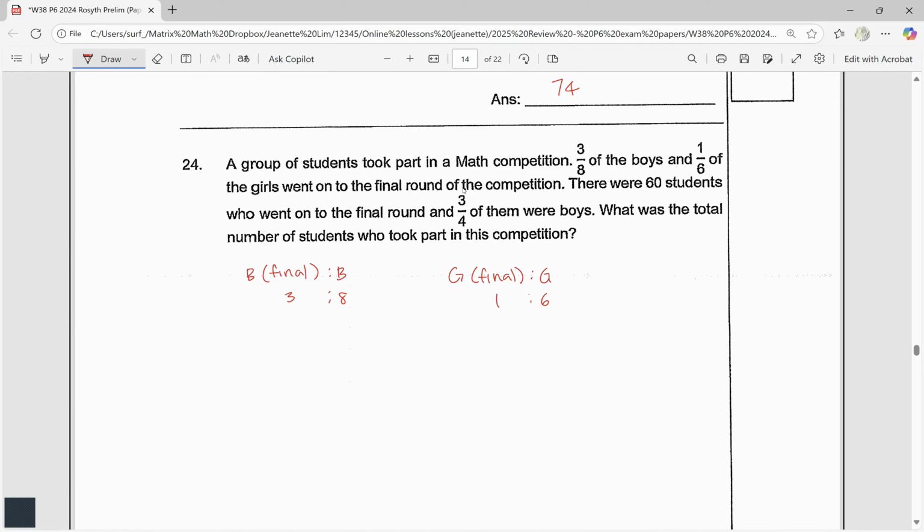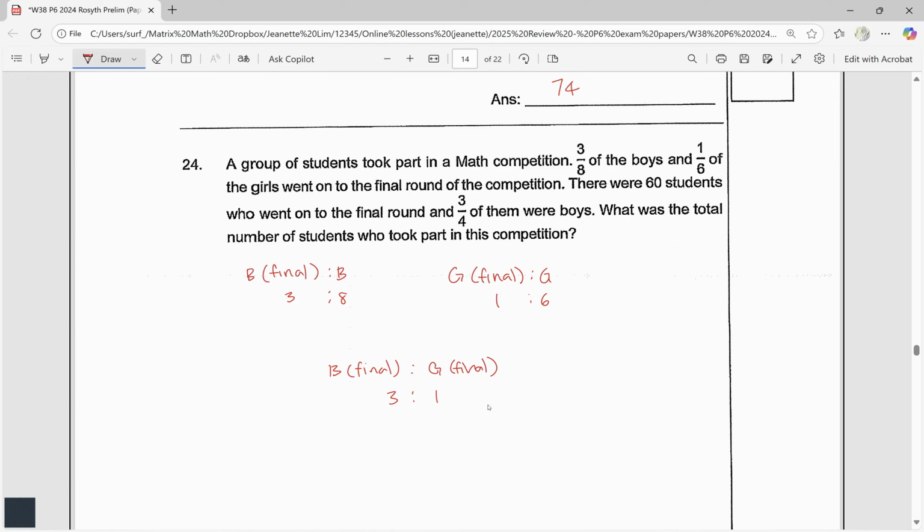Then we also have this 3/4 here. This 3/4 is saying that 3/4 of the students that went on to the final round were boys, which means that the girls that went to the final round was 1/4 of them. So boys, final, and girls, final. So of those that went to the final round, 3/4 of them were boys, 1/4 of them were girls. So 3 to 1.